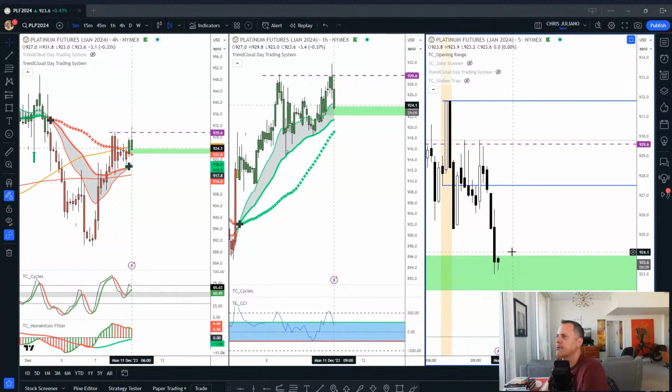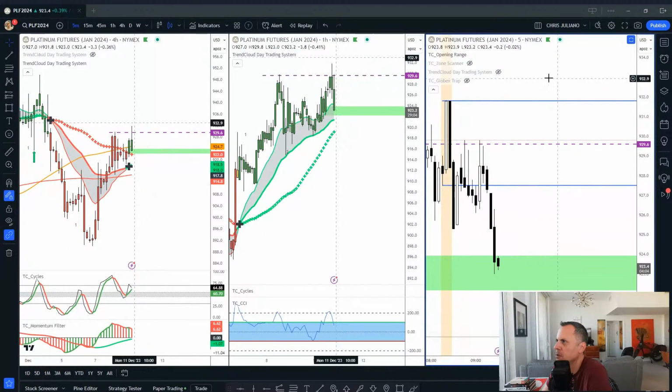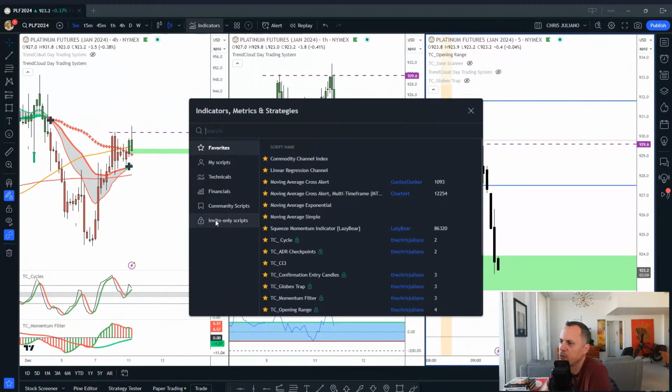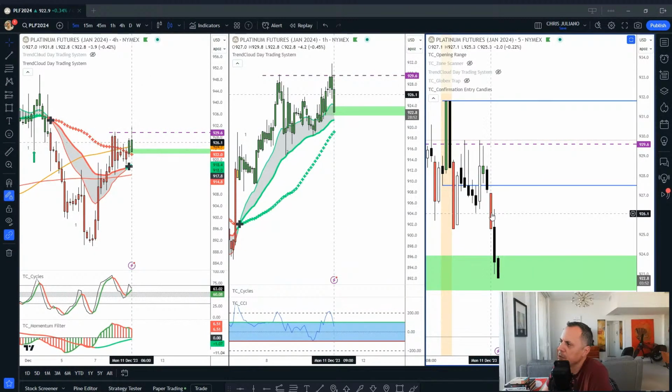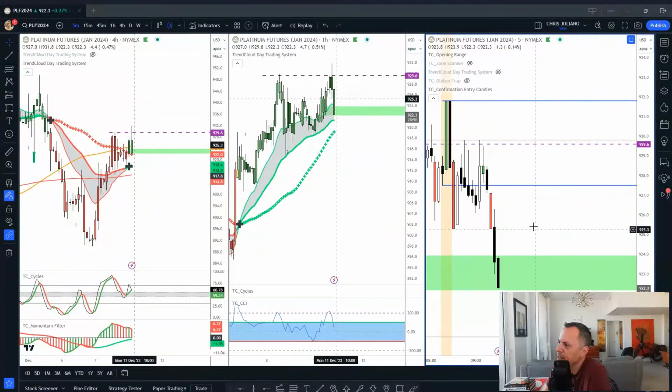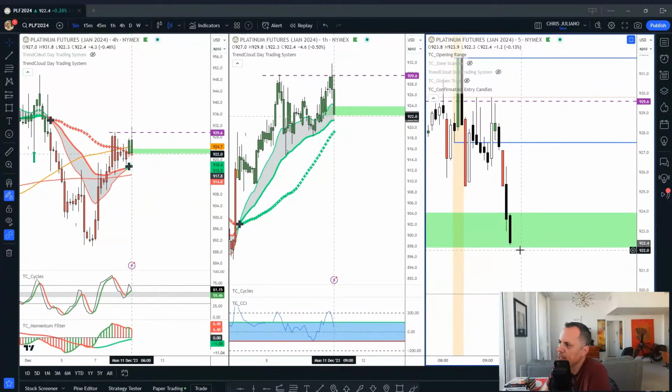Now, if you have the TrendCloud system, we have confirmation entry candles that we've built out, right? So let's go put those confirmation entry candles on here. Okay, and here you go. Okay, so we're breaking through that. Not yet. We haven't broken through yet, but it is breaking through. We still have a lot of trend and momentum on our side, but this is a pretty deep pullback.